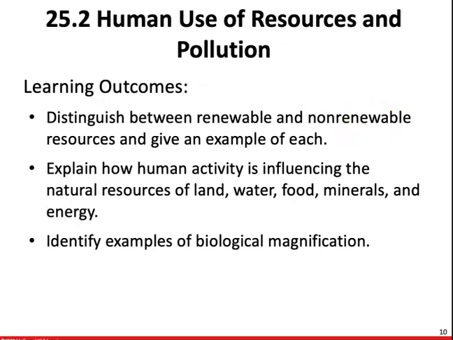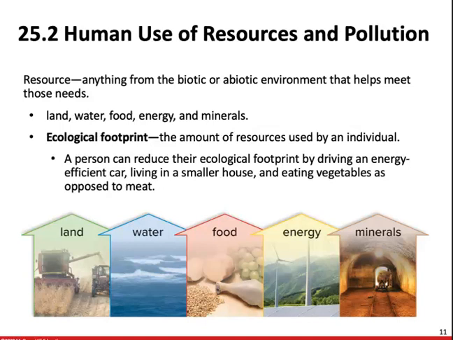So we've talked about the human population, but the next thing we want to talk about is humans' use of resources and pollution. A resource is anything from a biotic or an abiotic environment that helps meet needs, so things like land, water, food, energy, minerals. An ecological footprint is the amount of resources that's used by an individual.